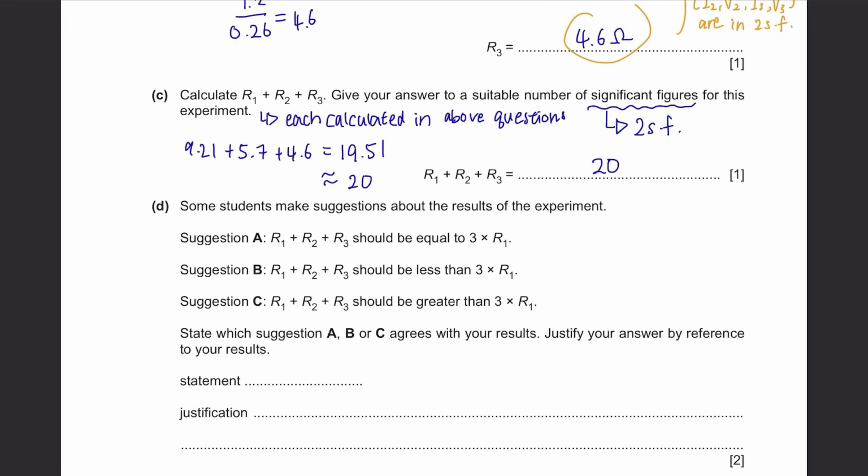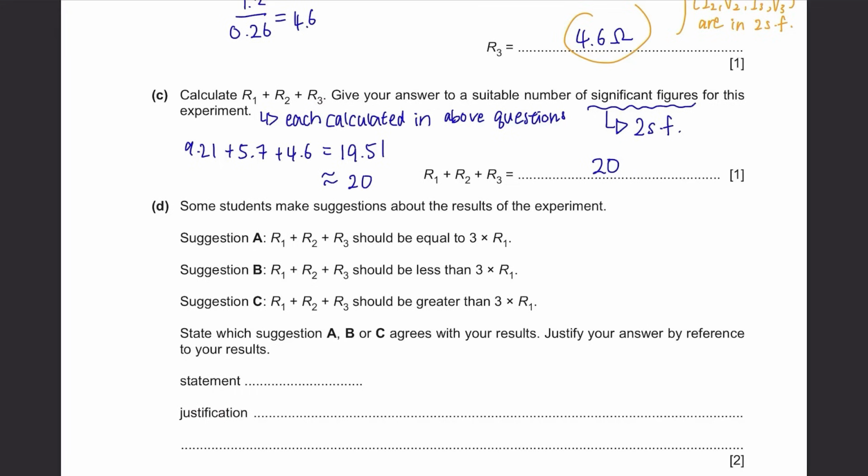Part D. Some students make suggestions about the results of the experiment. Suggestion A, R1 plus R2 plus R3 should equal 3 times R1. Suggestion B, R1 plus R2 plus R3 should be less than 3 times R1. Suggestion C, R1 plus R2 plus R3 should be greater than 3 times R1. State which suggestion A, B, or C agrees with your results.